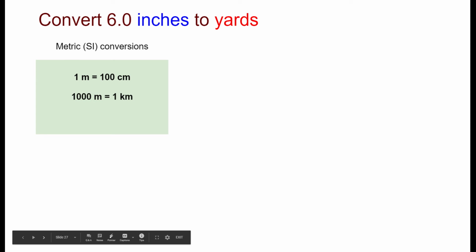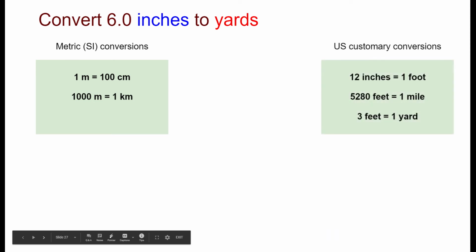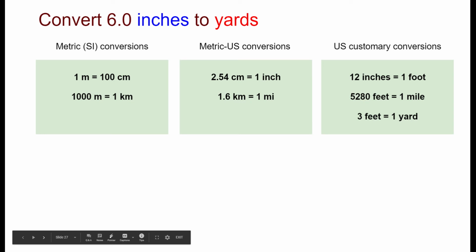Metric, another name for metric is SI, or the International System of Measurement. We have US customary conversions. We're used to these in the United States, like inches and feet and miles and yards. And we have metric to US conversions, which are the way that we get back and forth between the metric conversions and the US conversions.